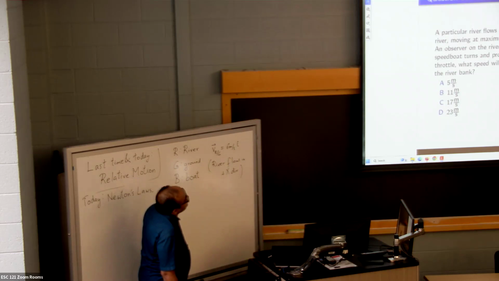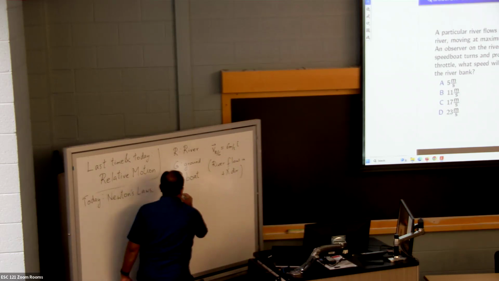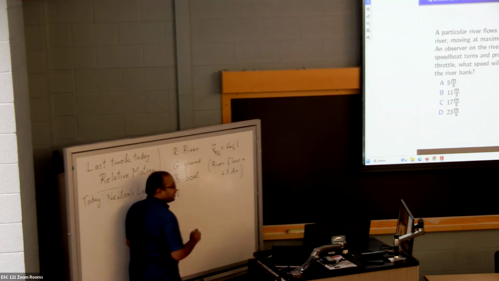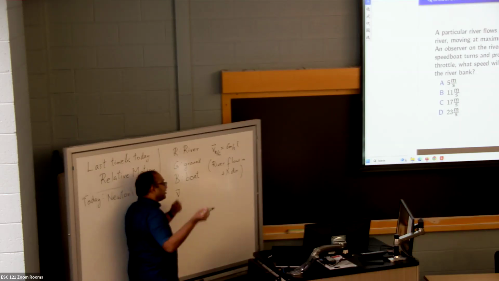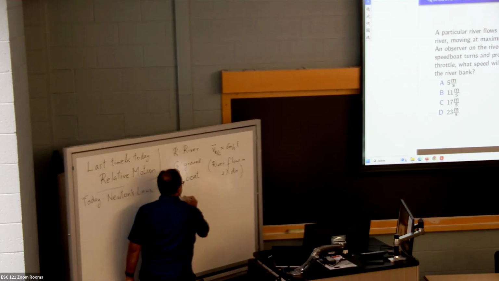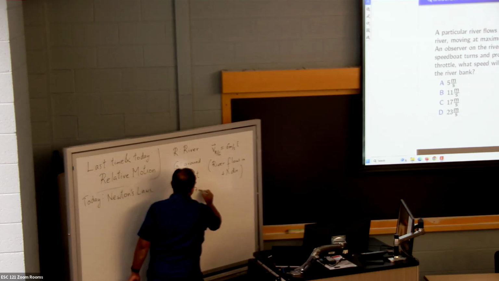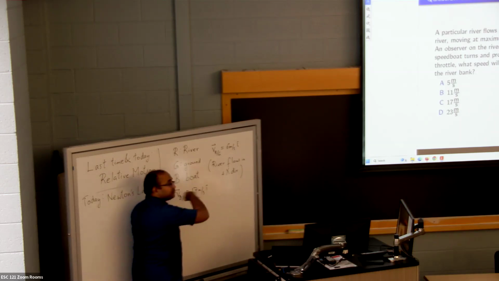And then what's the next thing? We say a speedboat is moving, maximum throttle, moves straight downstream. An observer on the riverbank measures its speed as 17 meters per second. So how should I record that? That is the velocity of, yeah, just call it out. The boat with respect to the ground is 17 meters per second, and that is also positive I hat because it's moving downstream.